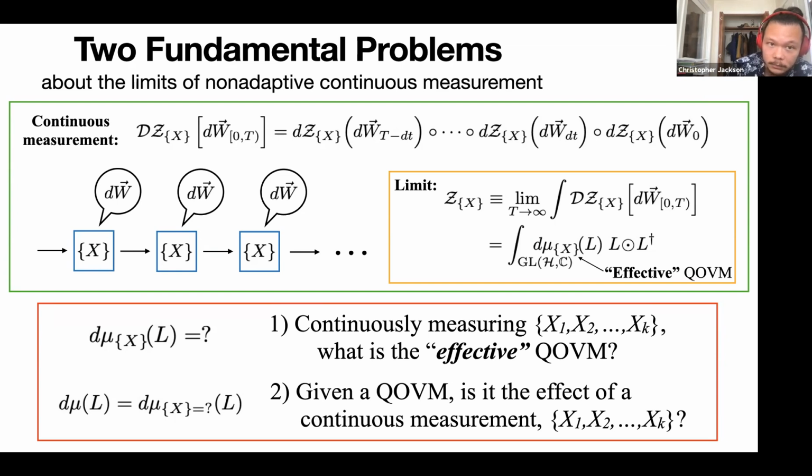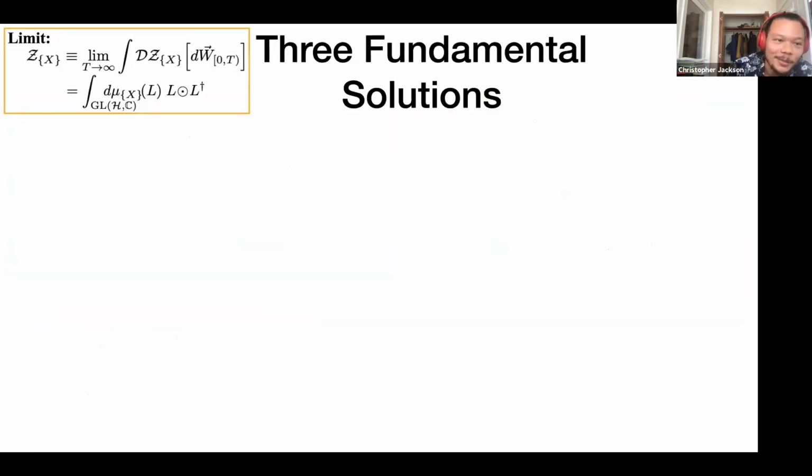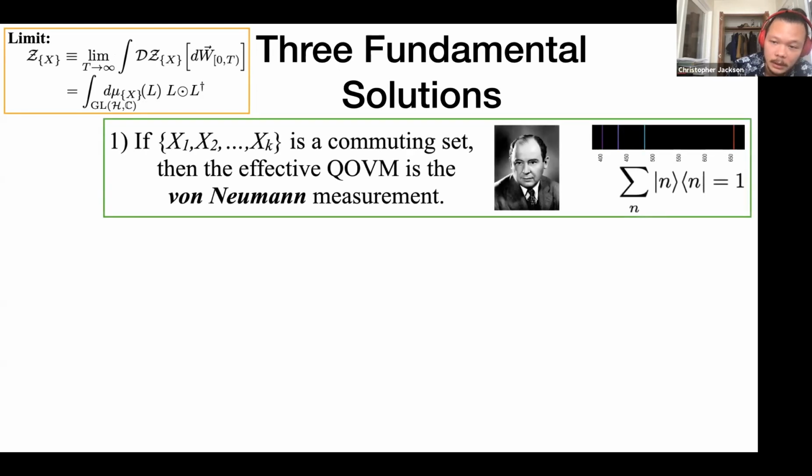Okay. So of course, I'm not here to just create problems. All of this is to build up to, well, I have three solutions to these two fundamental problems. One of them is one you guys already know. So of course, if I continuously measure commuting observables, then the limit is just a von Neumann measurement. All of the Krauss operators pile up to some simultaneous eigenstate of everything.